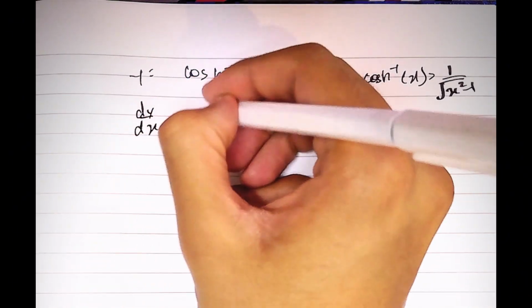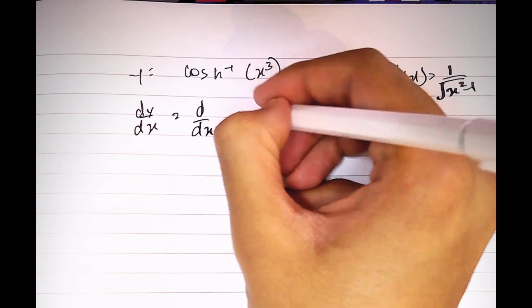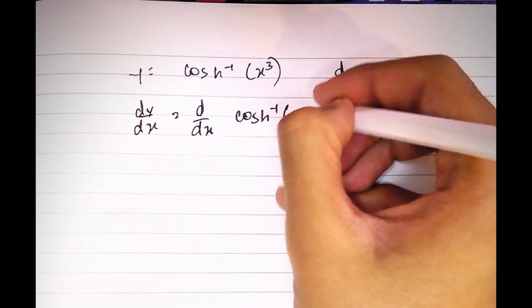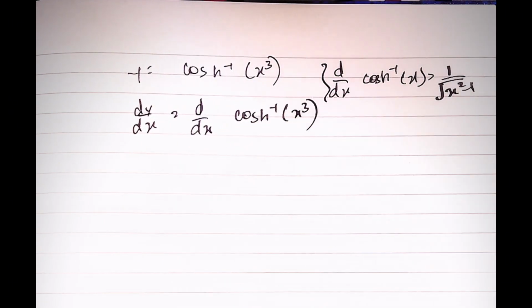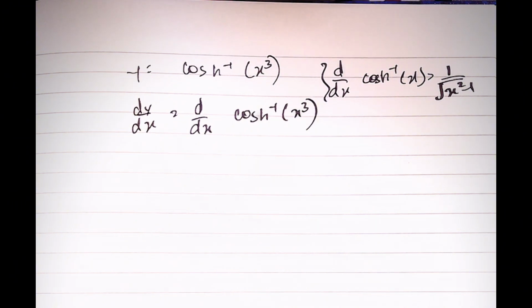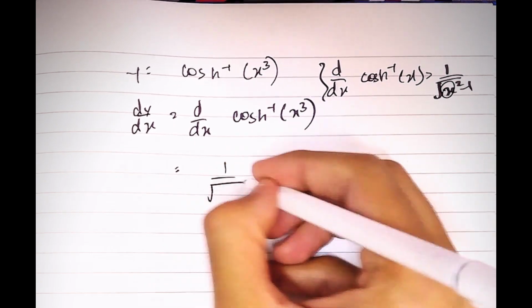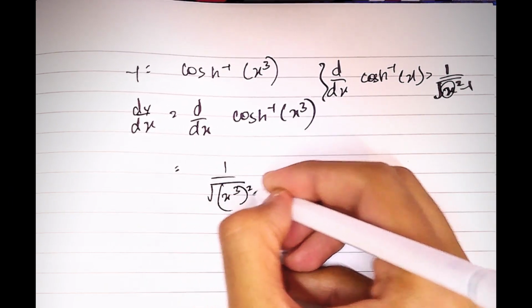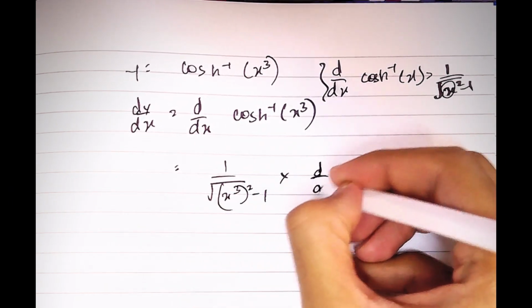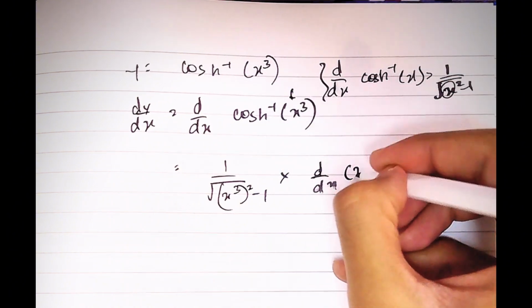So let's just apply the differentials on both sides of the equation, and we have to find the derivative of cos hyperbolic inverse x cube. In the previous part, we just studied the derivative of sine hyperbolic inverse x cube, so now it is the same thing. So 1 divided by, instead of writing x, we will write x cube. So square root of x cube squared minus 1 multiplied by the derivative of the angle. What is the angle? x cube is the angle.